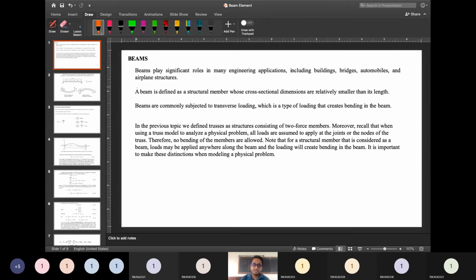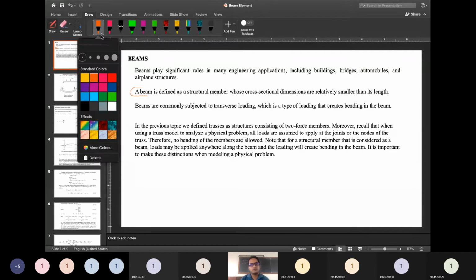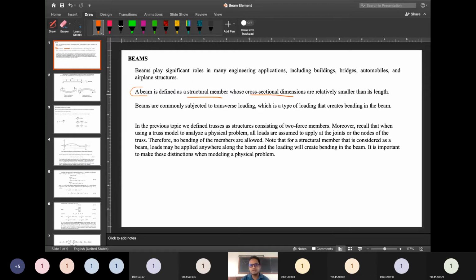Beam is defined. This definition is very important. You might have studied it in your strength of materials. Beam is defined as a structural member whose cross-sectional dimensions are relatively smaller than its length. This definition is very important. That can be asked as an interview question. Beam is defined as a structural member whose cross-sectional dimension is relatively smaller than its length.